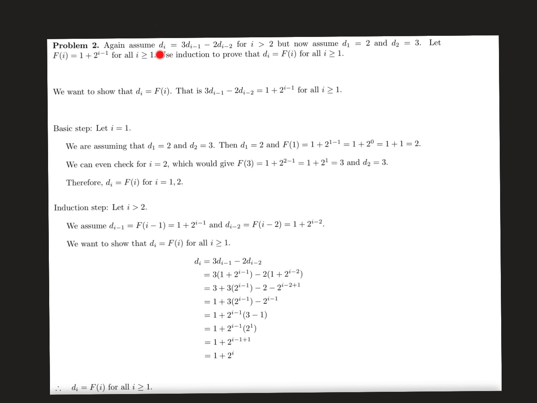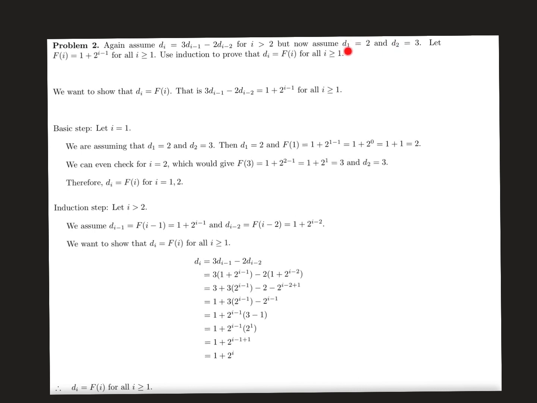So d of I, the next term in this sequence, is equal to 3 times d of I minus 1, which is the previous term, minus 2 times d of I minus 2, which is the term before that. So to get the next term, we take 3 times the previous term minus 2 times the term before that, for all I greater than 2. Because I has to be greater than 2, we have to have assumed values for the first and second terms of the sequence. So they give us d of 1 is equal to 2 and d of 2 is equal to 3.